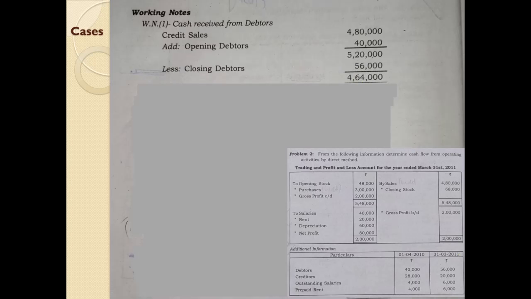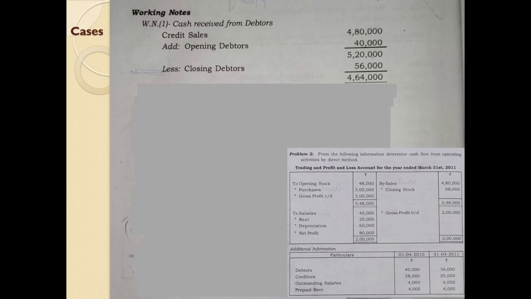You can do the same adjustment by preparing a debtors account. It's very simple. Opening debtors, closing debtors. You know how to record opening debtors as well as closing debtors, and credit sale, where to record credit sale. By balancing that account, you will get exactly this amount as the balancing figure, and it can be shown as cash received from debtors.